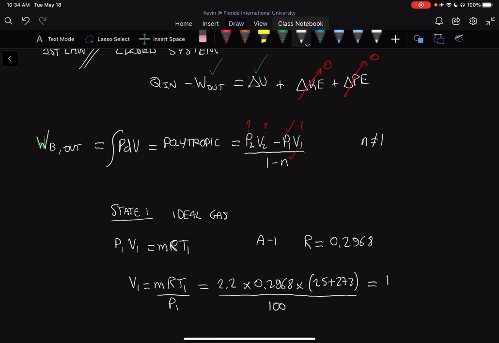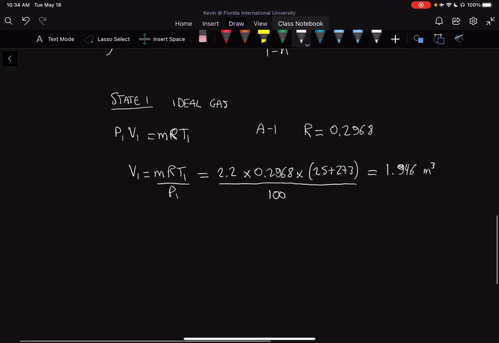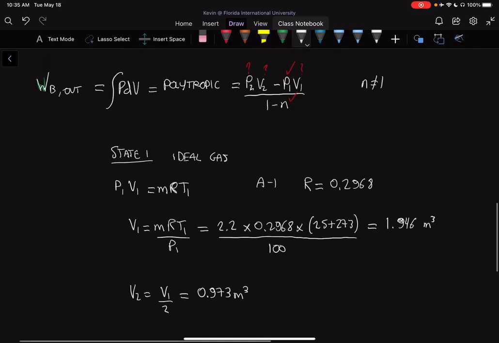Now, you get here 1.946 meters cubed. And volume 2, we know, is equal to volume 1 divided by 2. It's given in the prompt of the problem. So we can say that volume 2 is just equal to V1 over 2, which is 0.973 meters cubed. Okay, so now we have V1 and V2 in the above equation.